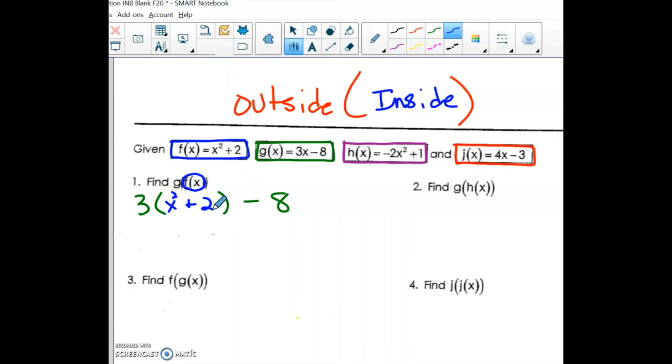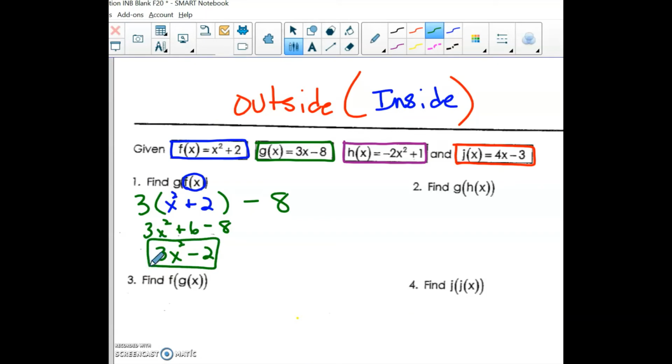And then we simplify. So we multiply by the 3, 3x squared plus 6, bring the negative 8 down, so we've got 3x squared minus 2 as a final composition.